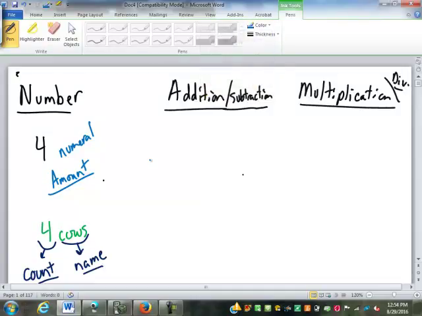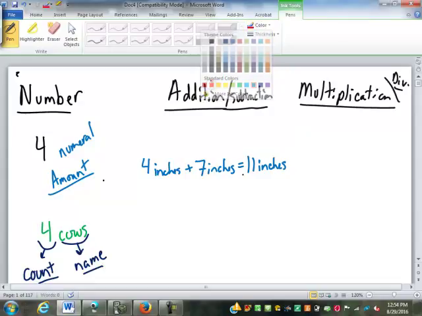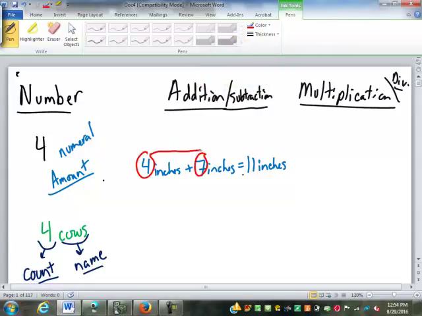So let's look at a sample problem here. Let's take something like 4 inches plus 7 inches. What do we get? 11 inches. Good. So if we look at what happened there in terms of our count and a name. For our counts, we had 4 and 7. What happened to them? Yeah, we combined them. We added them to get 11. So we combined the counts. We're adding, so we combined them with addition.